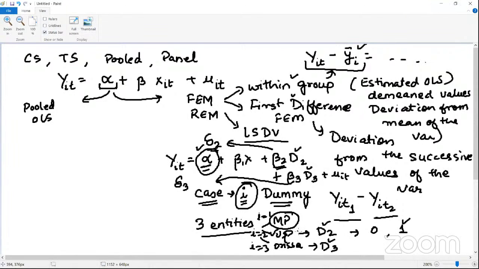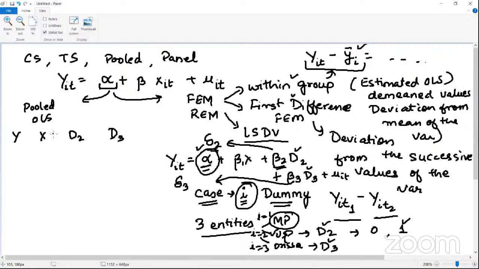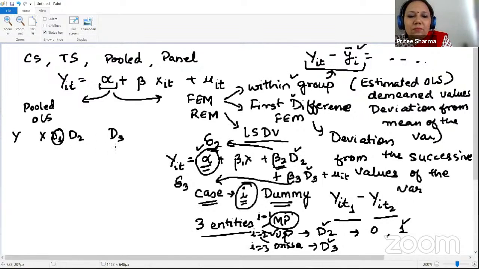Yes, ma'am. So suppose when you see this data, how will your data look? You will have your Y here, you will have your X here, you will have your dummy 2 and dummy 3. Basically, you will also have dummy 1, but that you are not going to include in the estimation model. Now, when you are entering the data, first you are entering the data for Madhya Pradesh, then for Uttar Pradesh, then for Orissa.